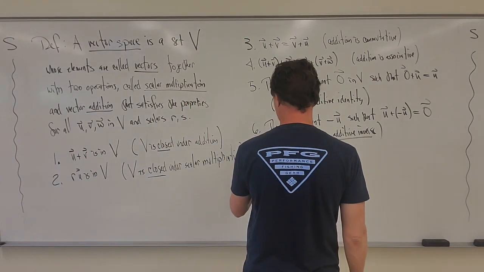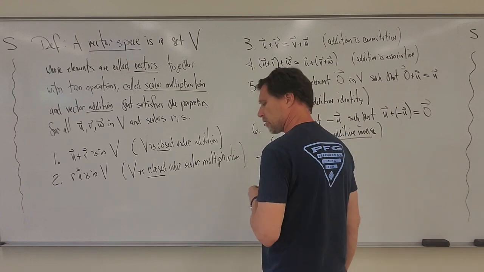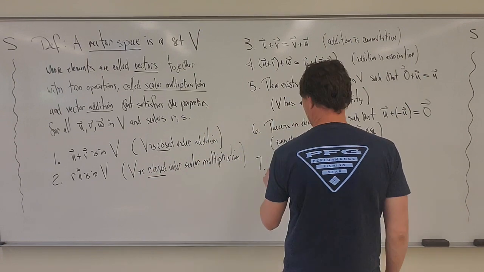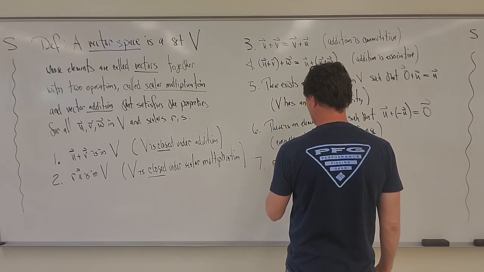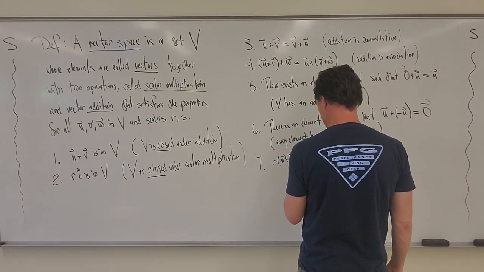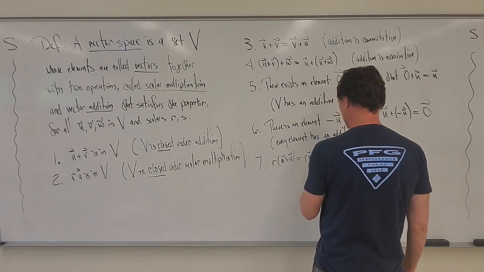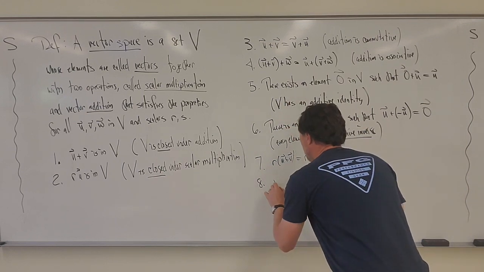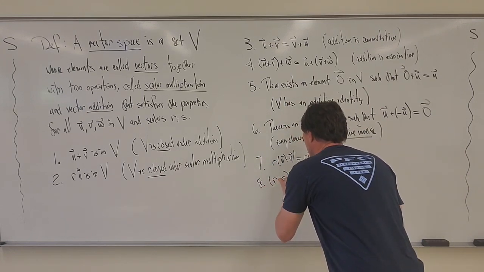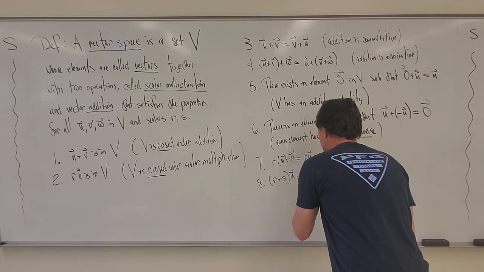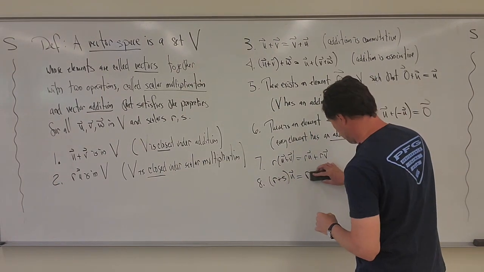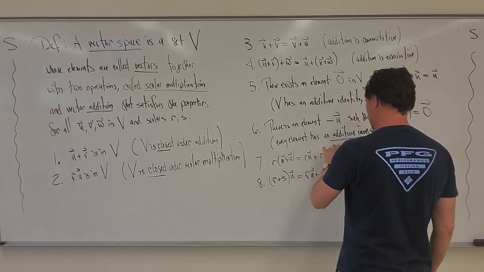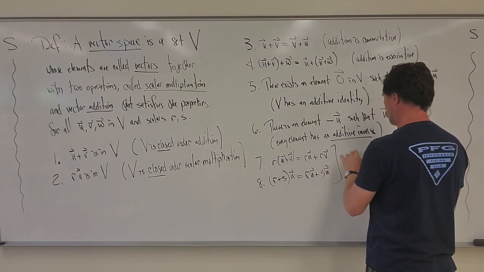Property 7. And there's actually a couple of distributive properties, so let me write these out. The first one, r times (u plus v) is equal to r times u plus r times v. And there's also, so this is number 8, also a distributive property, (r plus s) times u is equal to ru plus su. So these two properties are distributive properties.